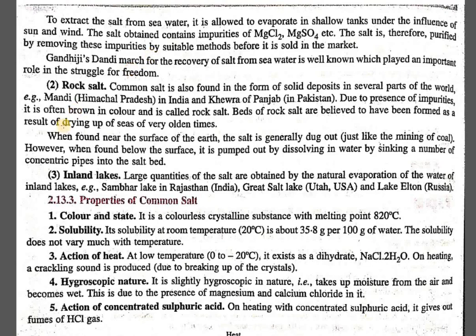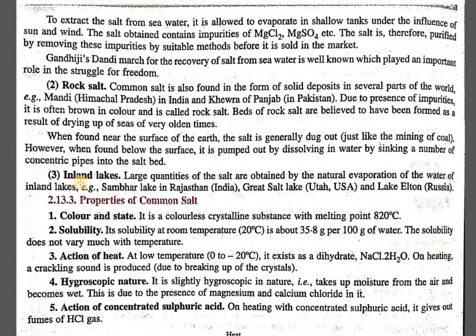Now, the second one is the rock salt. Rock salt is another form in which the solid deposits are found in several parts of the world. For example, Mandi, which is in Himachal Pradesh in India, and Khewra of Punjab, which is in Pakistan. Due to the presence of impurities, it is often brown in color, and it is called as rock salt. Beds of rock salt are believed to have formed as a result of drying up of seas of very olden times. So rock salt is another form of common salt, and again one of the sources here.